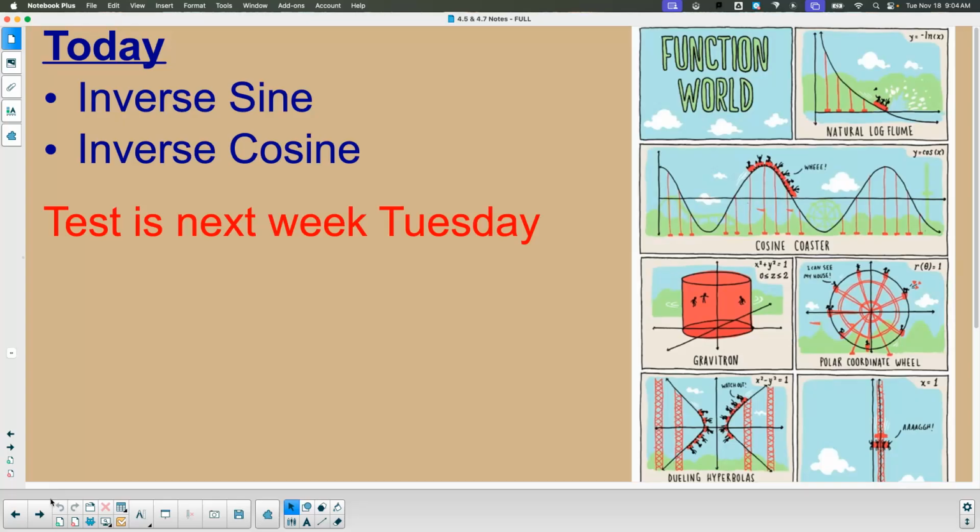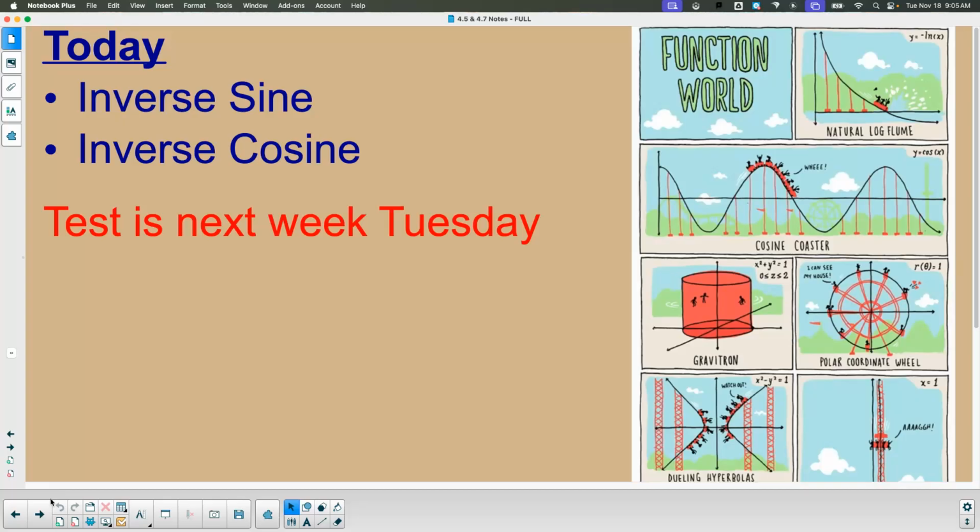So graphing cotangent, tangent, secant, and cosecant, and then all of the inverses, we will be testing on that next week, Tuesday. Yes, we are fully aware that next week, Tuesday, is the pre-ACT. Okay, we'll just adjust that. But we're going to take a test next week, Tuesday, in class on 4.5 and 4.7.